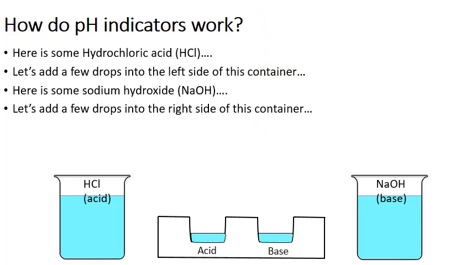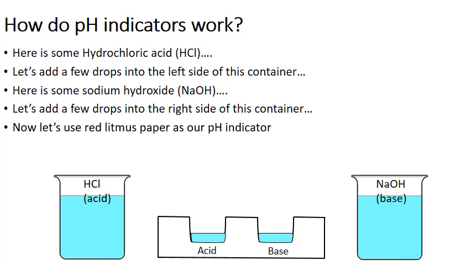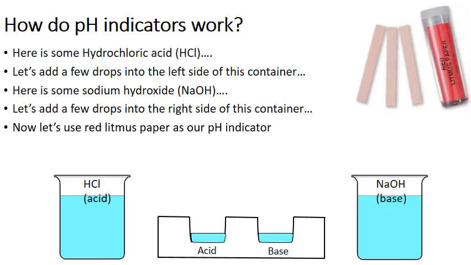Well, now what? Now we're going to use red litmus paper, because I think you're more familiar with litmus paper than maybe some of the other examples you saw a moment ago. So here's again red litmus paper. Even though it's called red litmus paper, it actually has almost a pinkish color to it. So here's a couple pieces of red litmus paper.